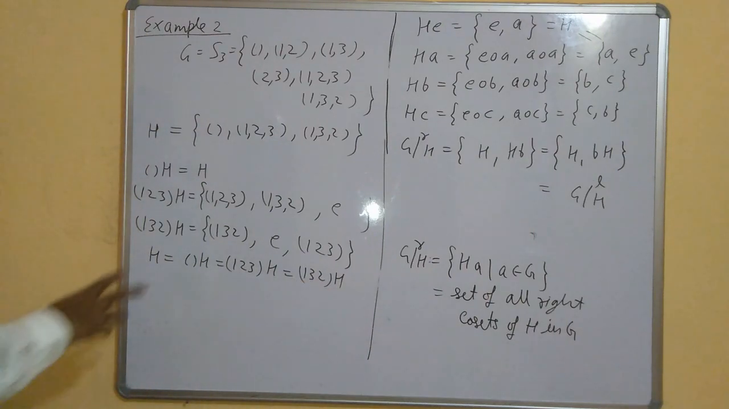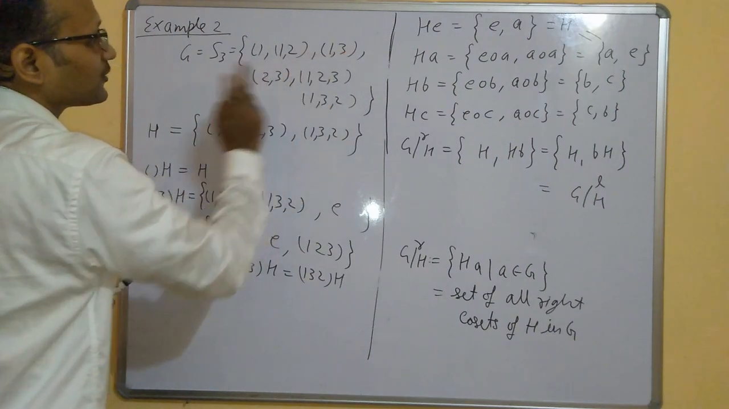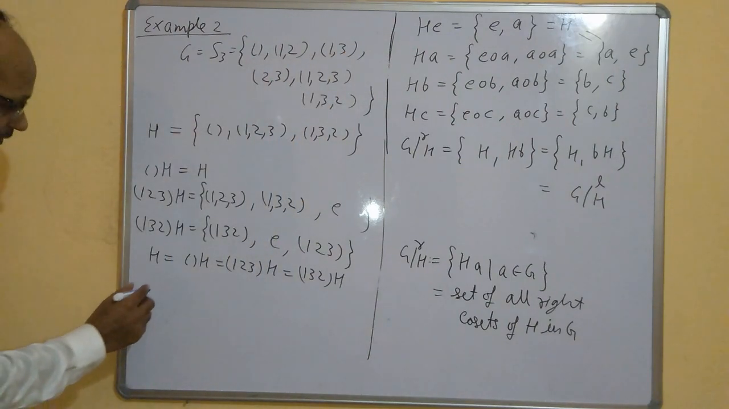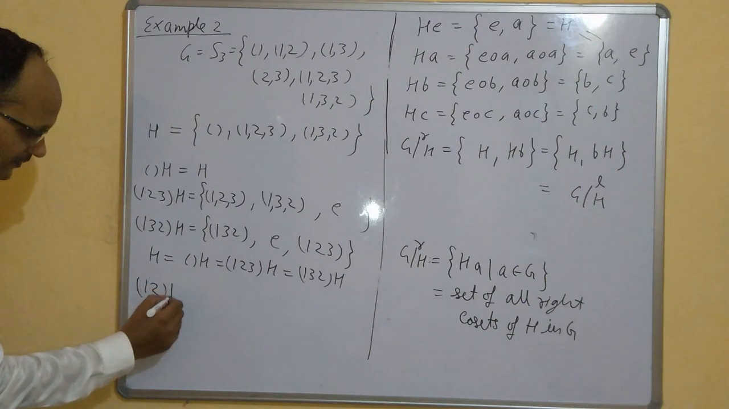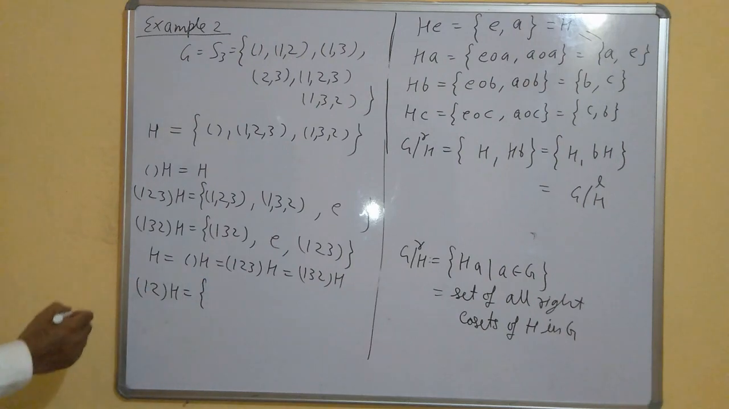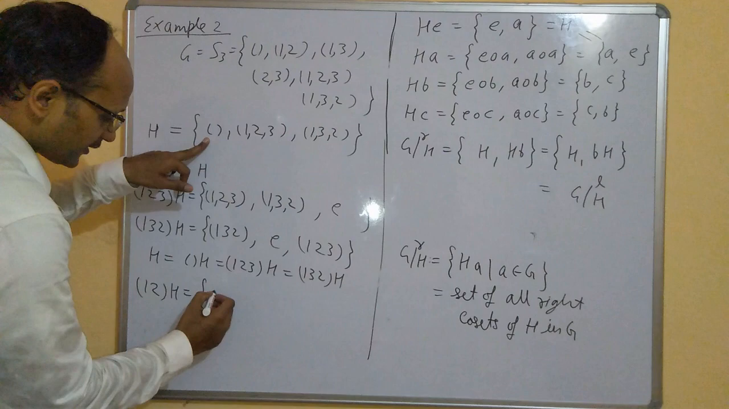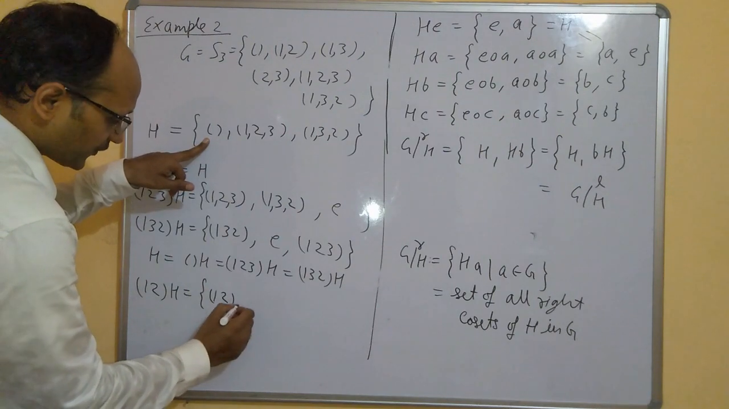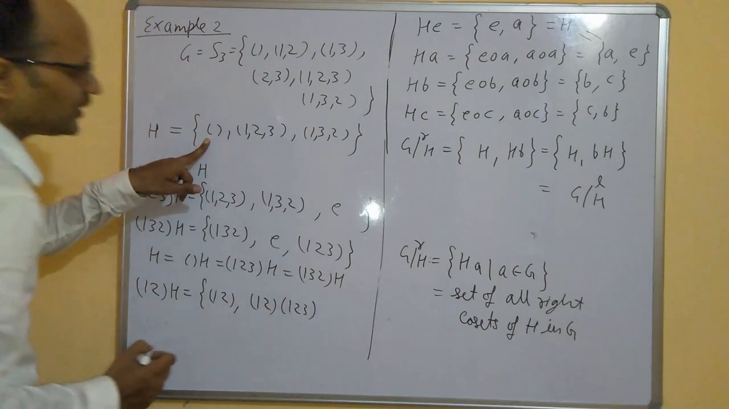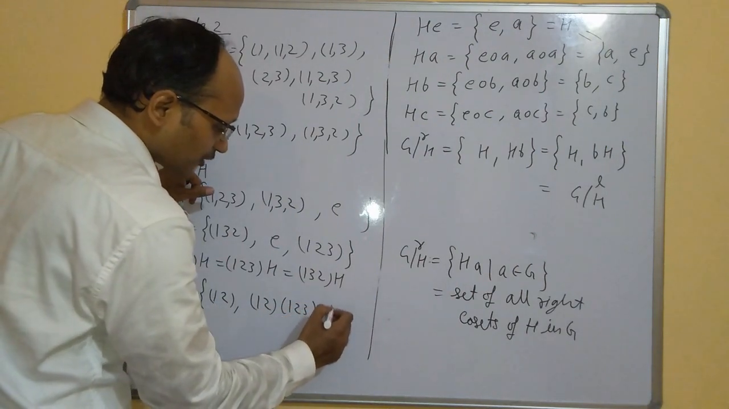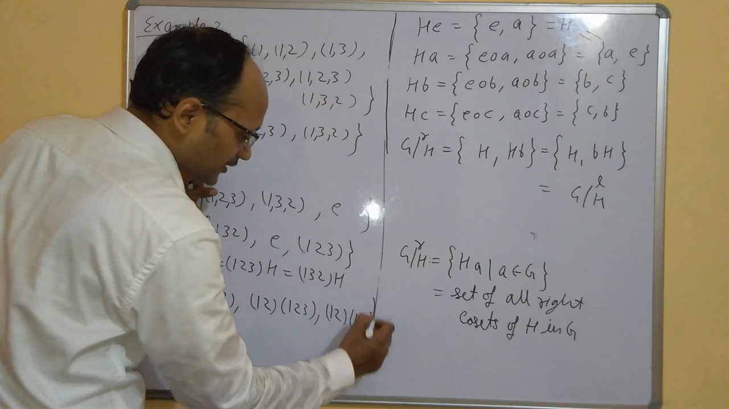Now 3 elements we have used from the group. Let us calculate for the remaining 3 elements. Okay, so (1 2)H. Let us multiply this by (1 2). So identity into (1 2) is (1 2). The second element is (1 2) into (1 2 3). And the third element is (1 2) into (1 3 2). So let us solve it.